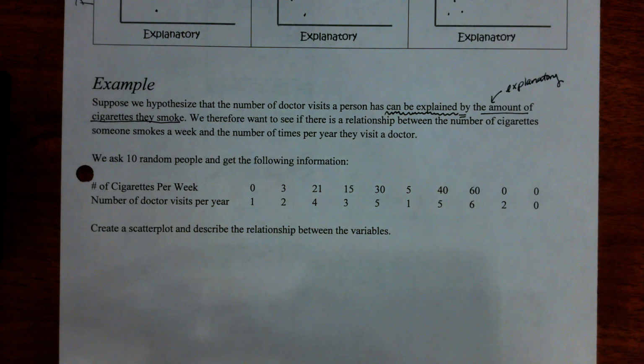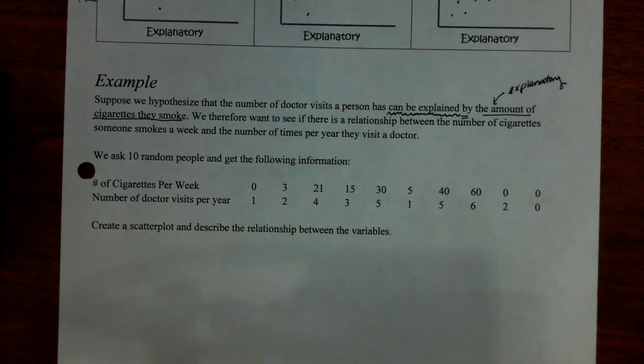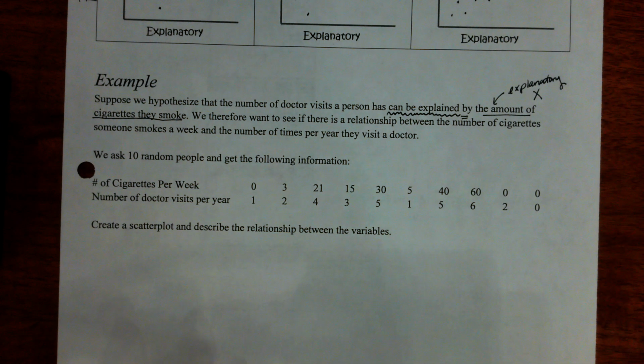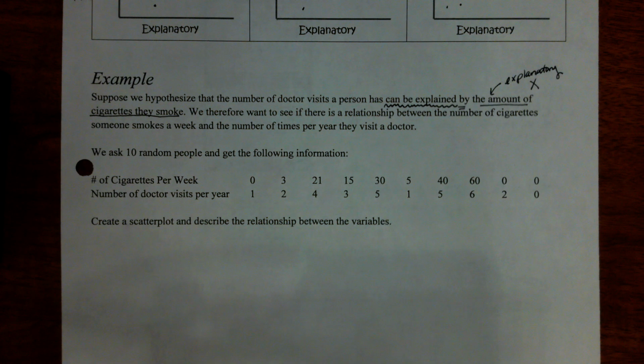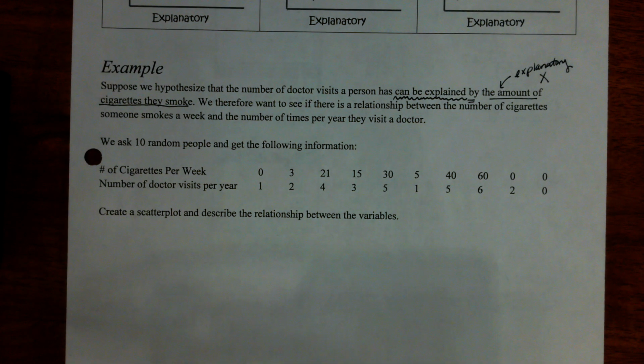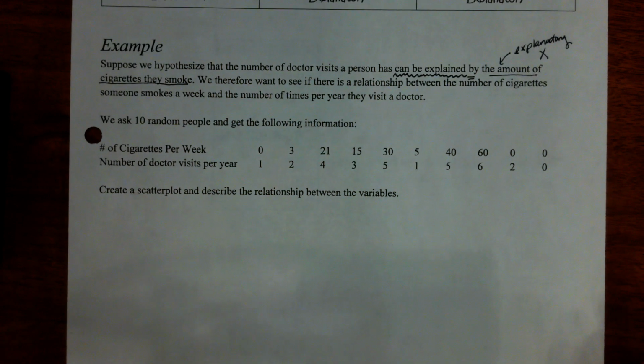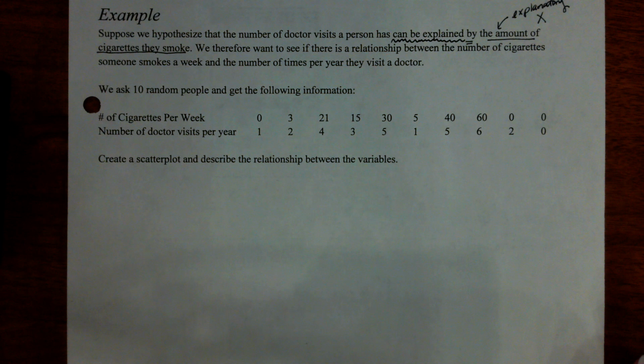Because I still got to figure out which one goes on the x and which one goes on the y. So remember, explanatory is the x variable. We're trying to figure out that it explains the fact that we're going to the doctor and having an increase in doctor visits. So we want to see if there's some type of relationship. Does it increase or does it decrease? We don't really know. And this is going to be the number of times per year that they visit the doctor. So they asked 10 random people to get some of the following information.